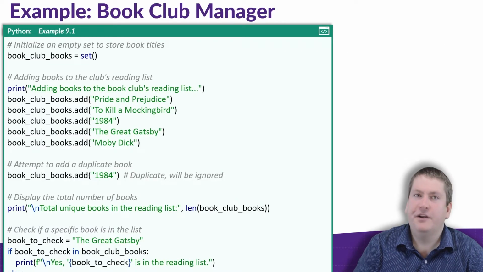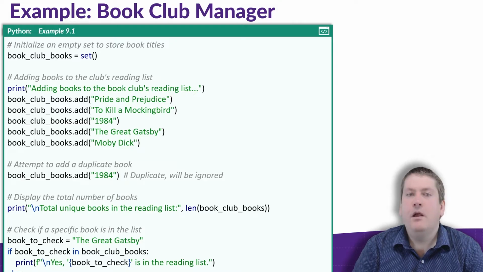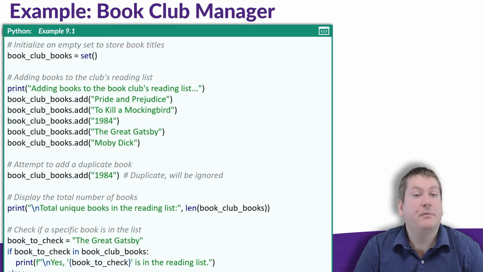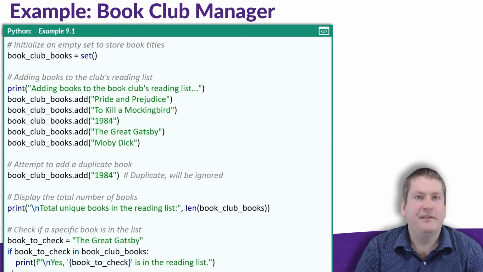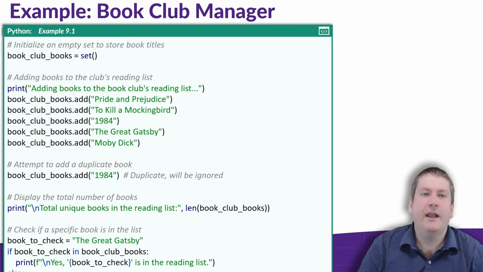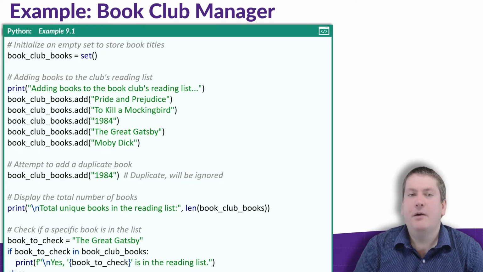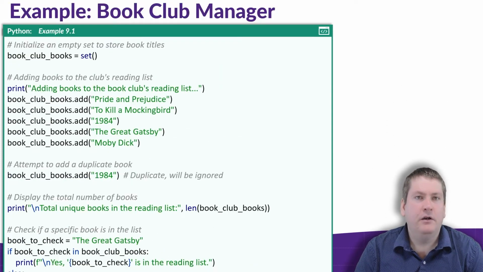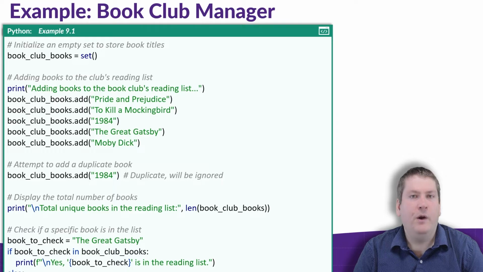Now, before we move on to talking about set theory operations, we're going to take a look at an example that uses a lot of the methods and operations we've seen so far for working with sets. This is example 9.1, so if you want to follow along, feel free to download this example off our learning management system. In this example, we're setting up a set to deal with tracking books for a book club. And we're going to explore this example in PyCharm. So once again, if you'd like to follow along, please download example 9.1, and we'll switch over to PyCharm now.